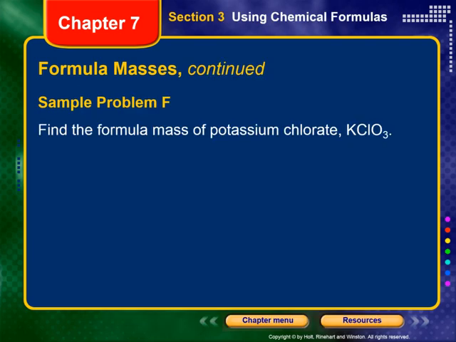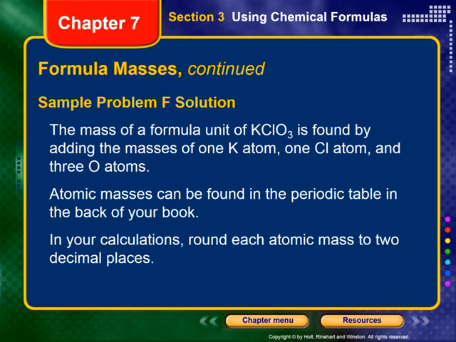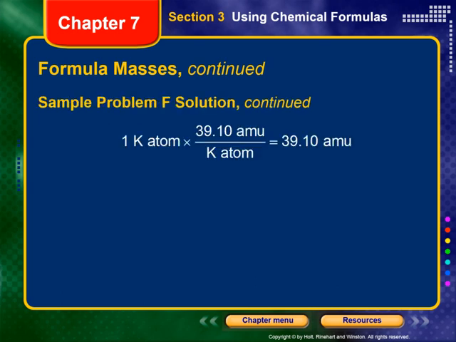Let's try a sample problem. I'm going to show you how to find the formula mass for potassium chlorate, KClO3. Now, the mass of the formula unit of KClO3 is found by adding the masses of one potassium atom, one chlorine atom, and three oxygen atoms. Atomic masses can be found in the periodic table in the back of your book, or the one that I've given to you, or if you need to get a new one, get a new one. In your calculations, it's going to be easiest if you simply round the atomic masses to 2 decimal places, just so you guys don't get overwhelmed by numbers.